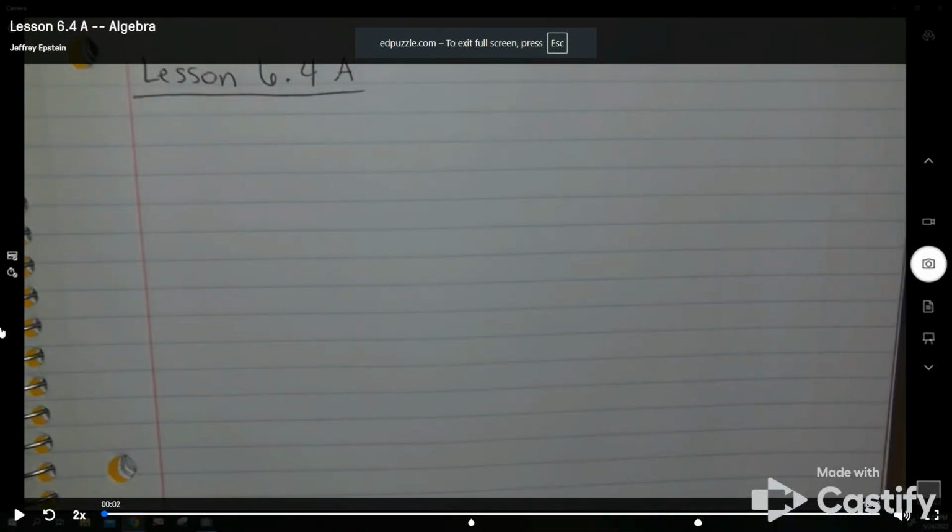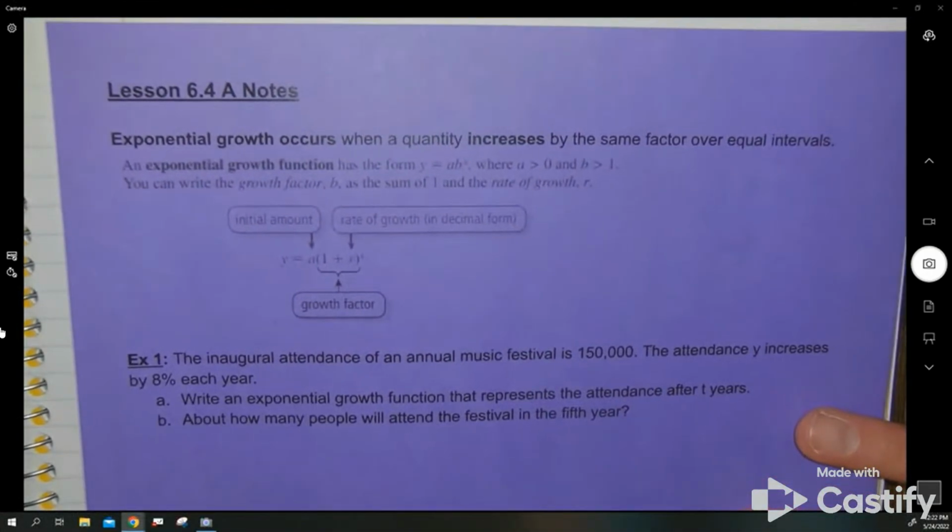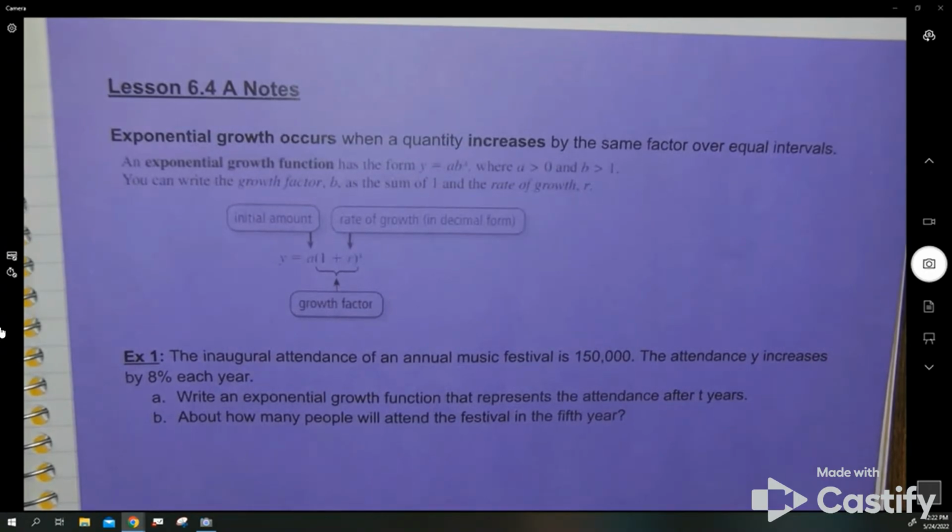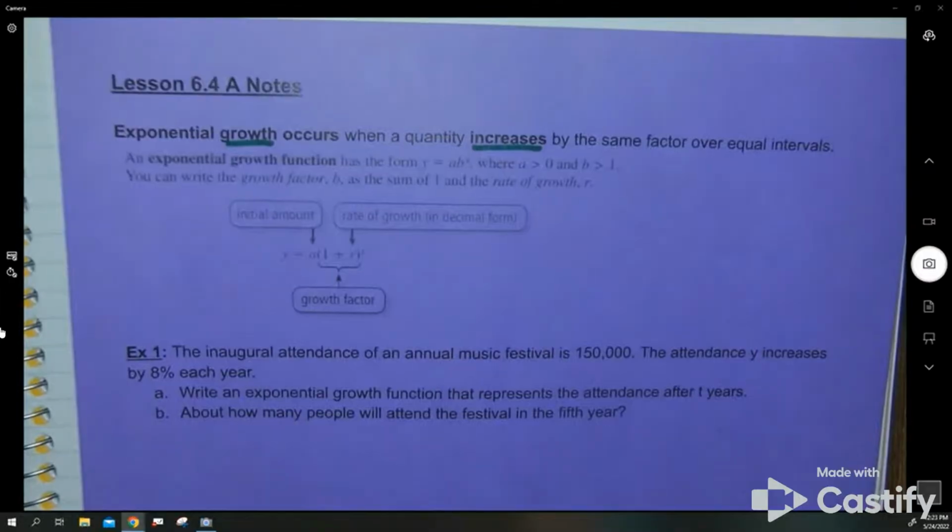This is lesson 6.4a. In lesson 6.4a, we're going to be talking about exponential growth and decay. If we look at our sheet here, it talks about exponential growth. Exponential growth occurs when a quantity increases by the same factor over equal intervals. Increases is exponential growth. Okay.